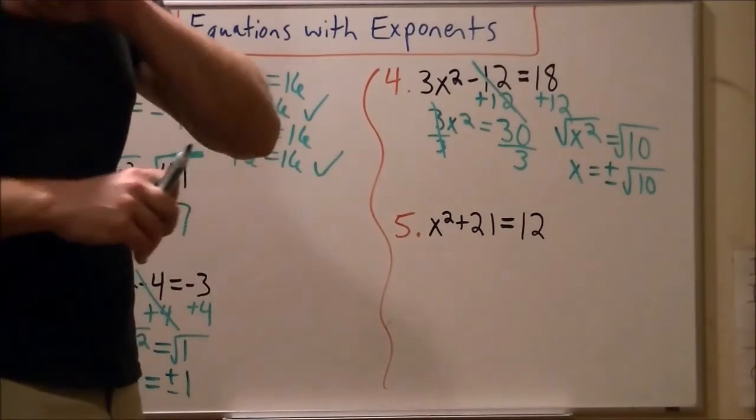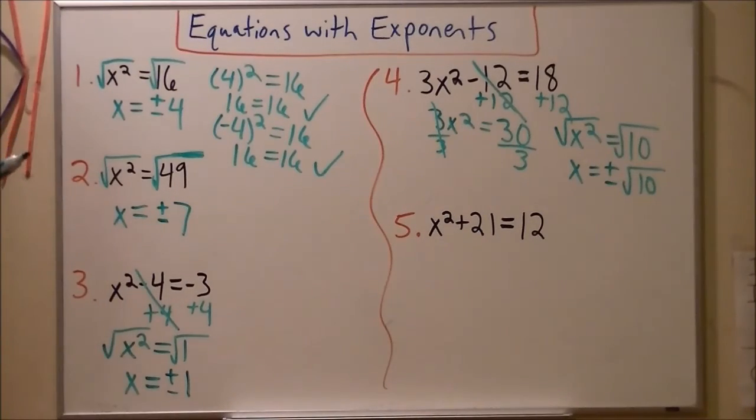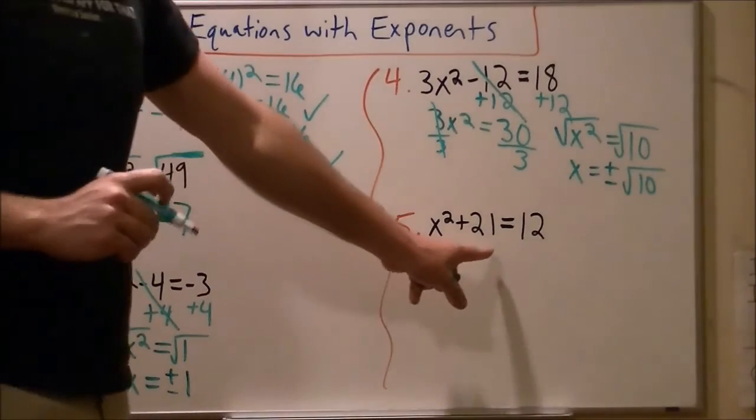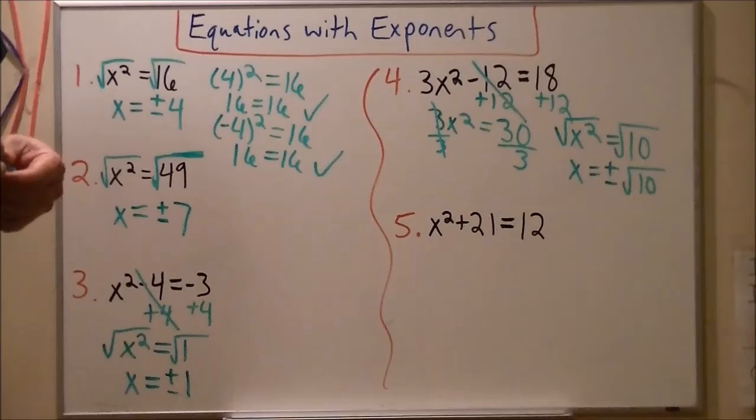Okay, number 5. One more and we're done. See, short lesson. I told you, not too bad today, huh? Reward you guys for your hard work. X squared plus 21 equals 12.